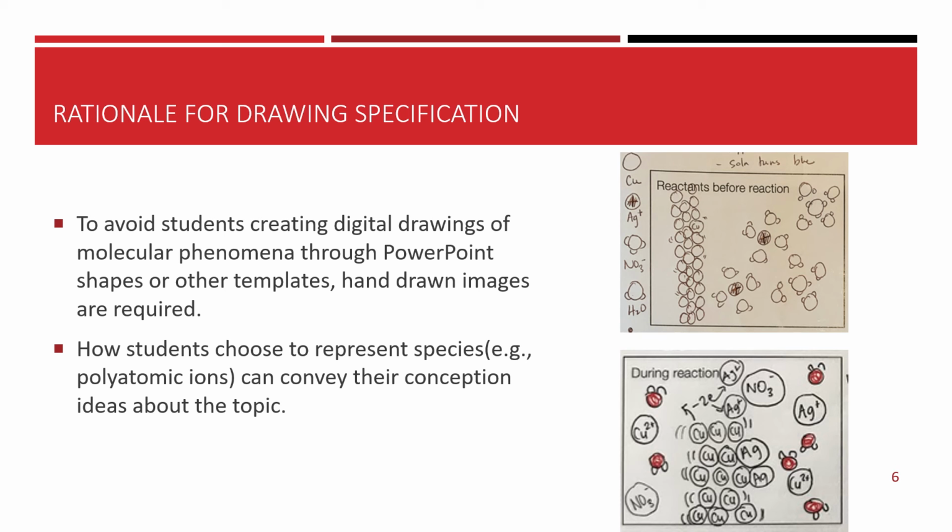Specifically, we can gain insight into their knowledge and what they wish to convey about a topic based on how they choose to represent certain things, such as how they choose to represent species such as polyatomic ions. In these cases, these two students have different choices that they made about how they were going to represent these polyatomic ions, and there may be information that we can glean from this.